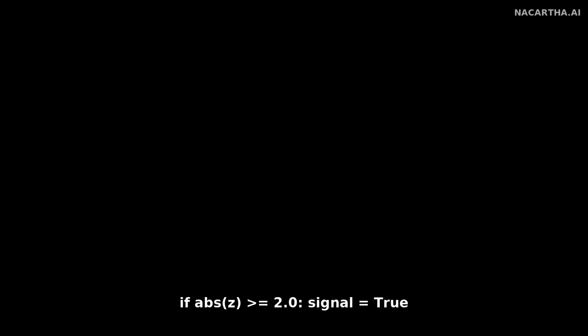Here is the Python I actually run inside NacArtha. Pandas rolling window, 20 periods. One line calculates the mean, one calculates sigma, one divides. That's it. The complexity isn't in the formula. It's in what you do with the output.